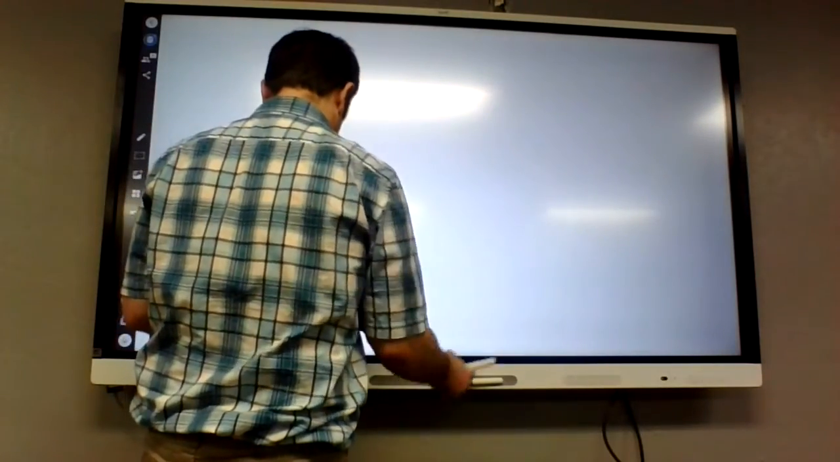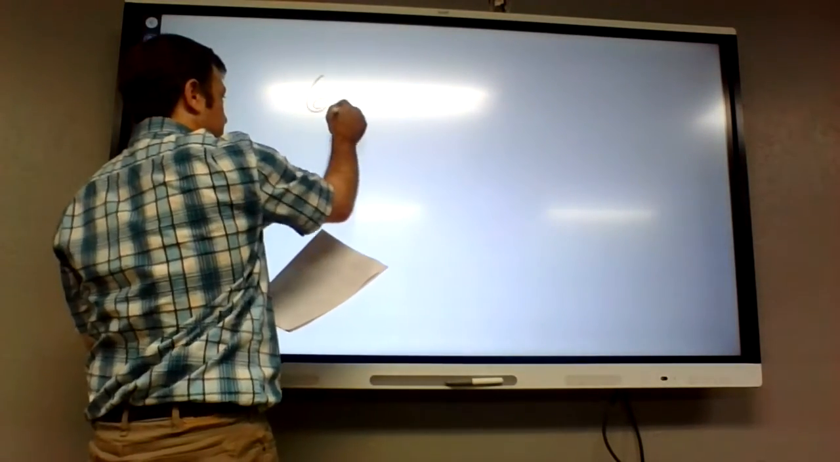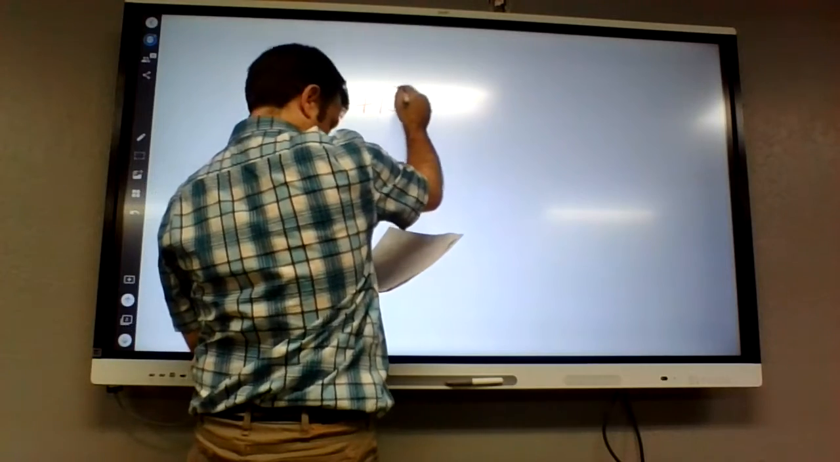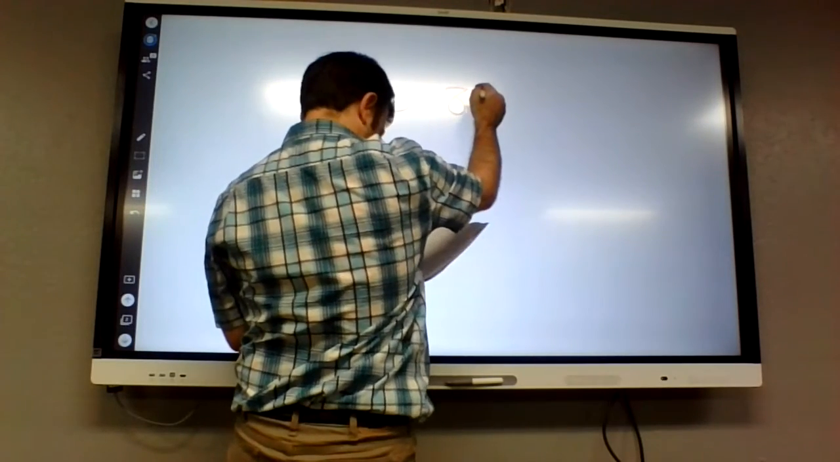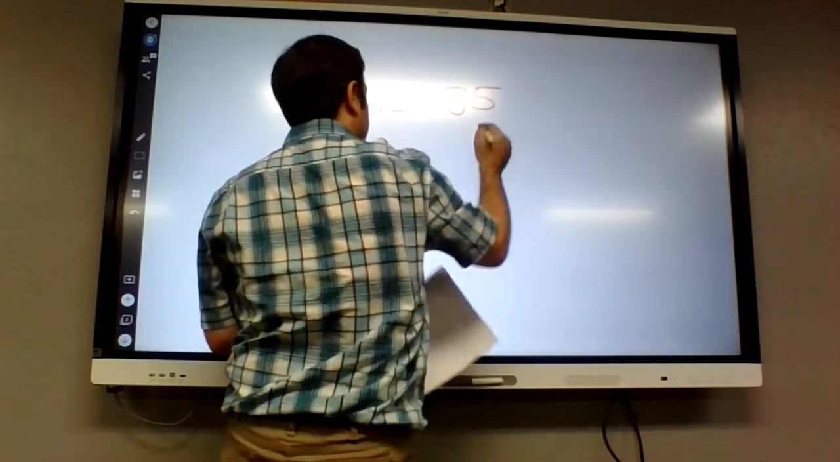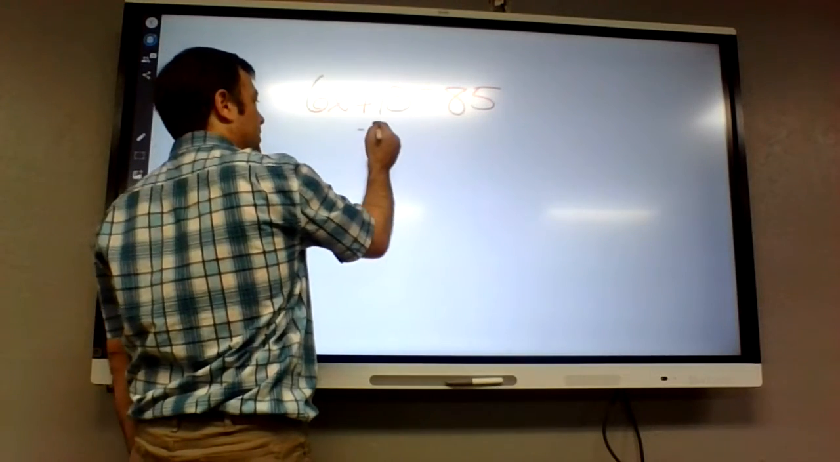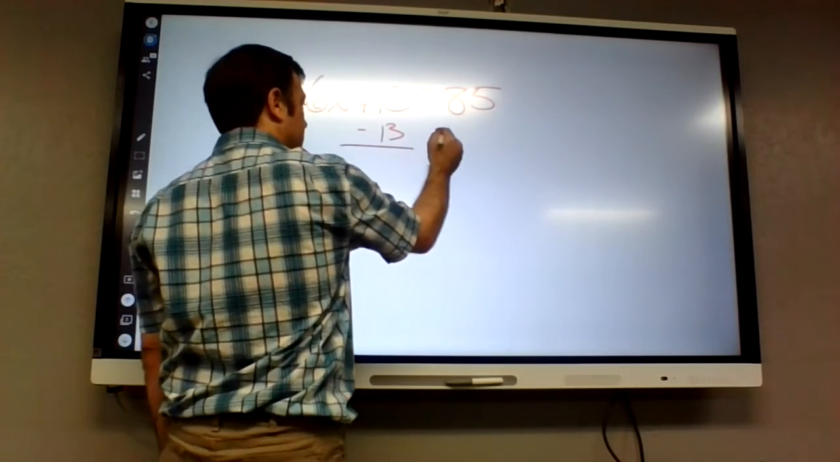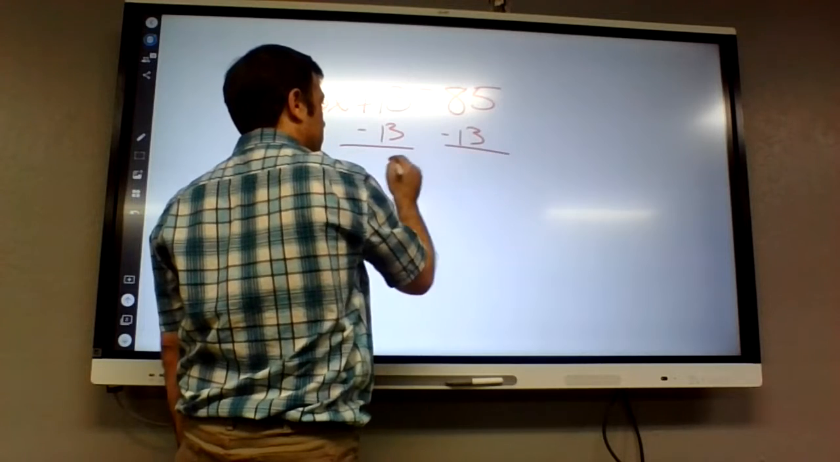Number 19, what do I know about those two angles? We have to solve for x now. They're corresponding. They're the same. So 6x plus 13 equals 85. But then we have to solve for x. So do we subtract 13?